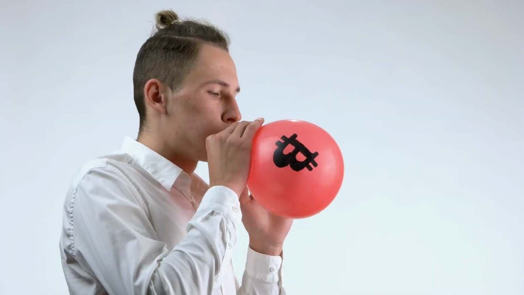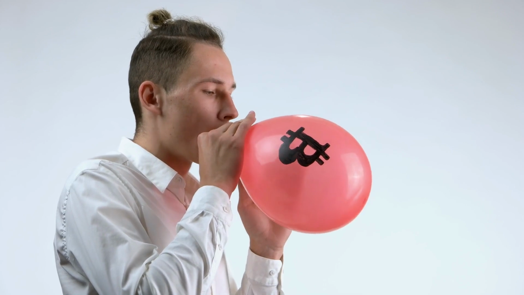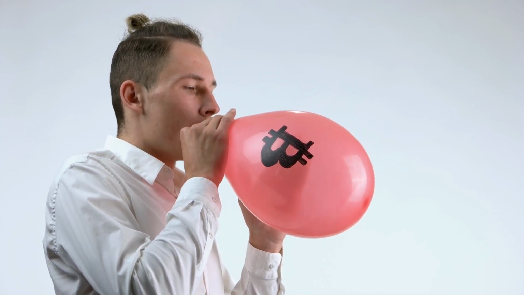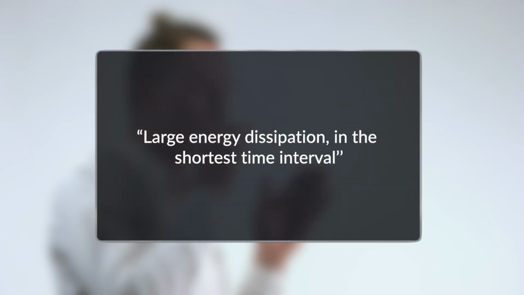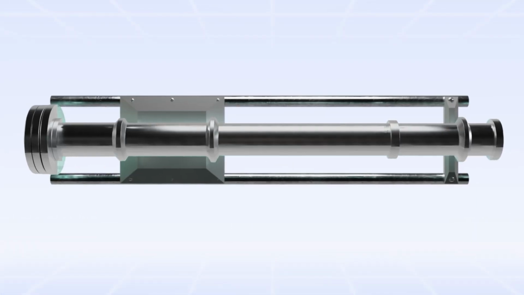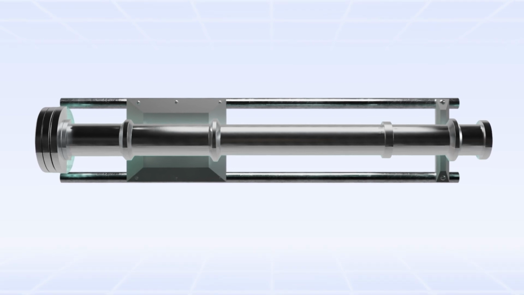Imagine blowing air into a balloon. What happens when you end up blowing more air than the balloon can contain? It bursts, causing a large energy dissipation in the shortest time interval. A shock wave can also be simulated in a laboratory using a device called a shock tube.